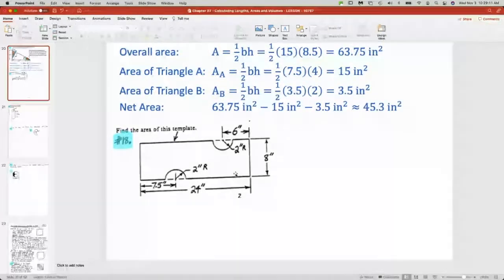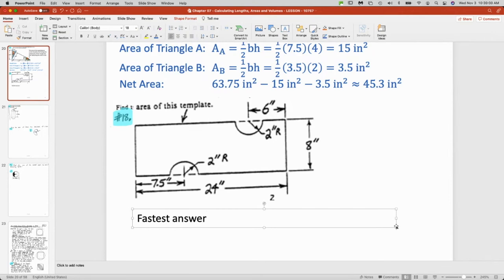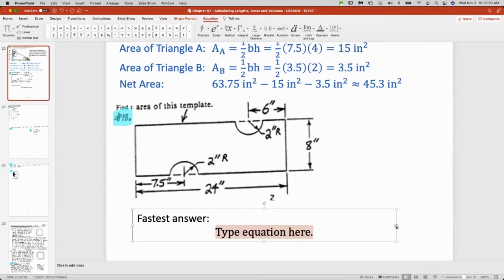Okay, find the area of this template. Well, that looks kind of exciting. All right, so I just kind of zoomed in on the figure a bit. So any suggestions on this one? What would be a really fast way to answer this question? What's the fastest way you could answer this question? I would say it's as follows. The area of a rectangle minus the area of a circle.